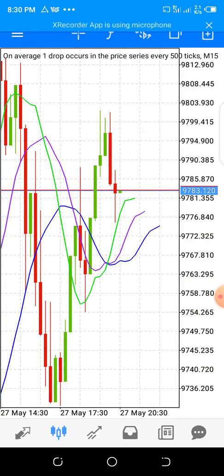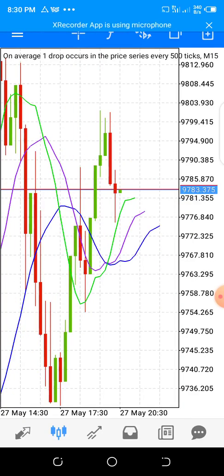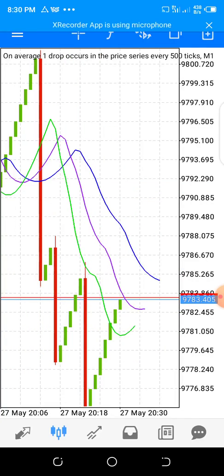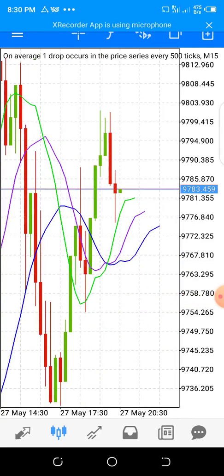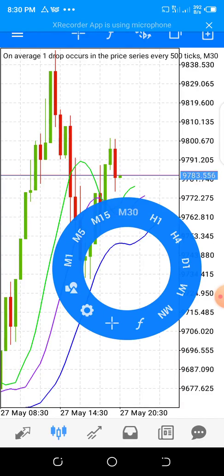I'm getting it. So in 15 minutes, it is above. But in 5 minutes, it is within. So don't confuse yourself. You could see that this is above, this is within. M12 is within. This is above. This one too. M30 is also what? Above.